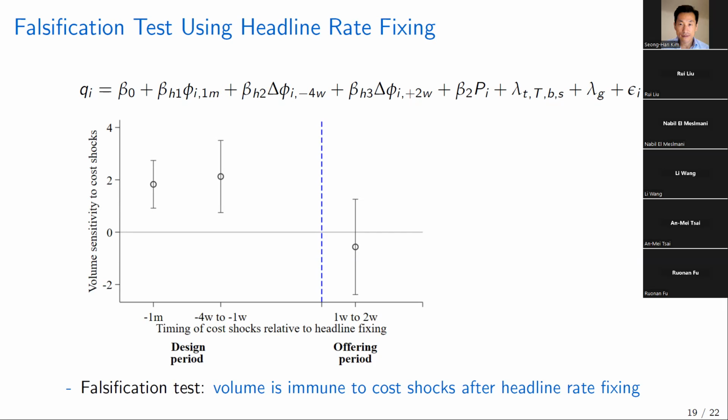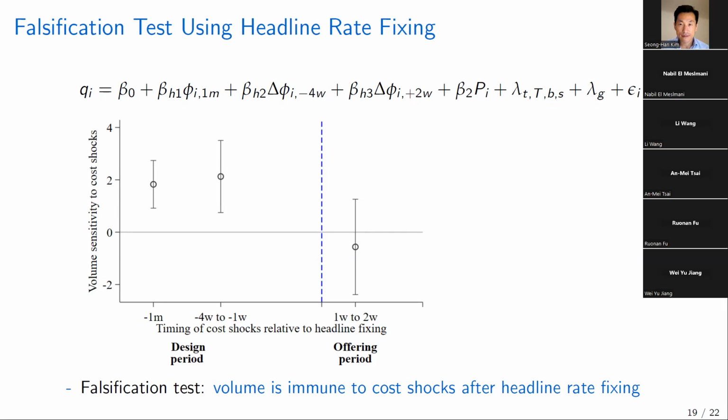What would be a big problem for the validity of the instrument if beta H3 was positive and significant? That would be consistent with the story that some other unobserved demand shocks are spuriously correlated with enhancement, and they are also affecting implied volatility.